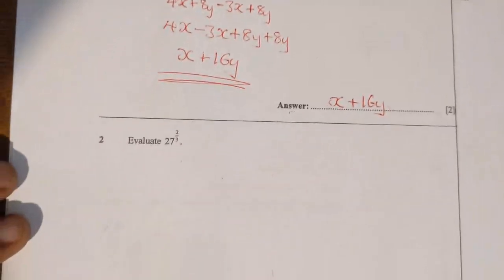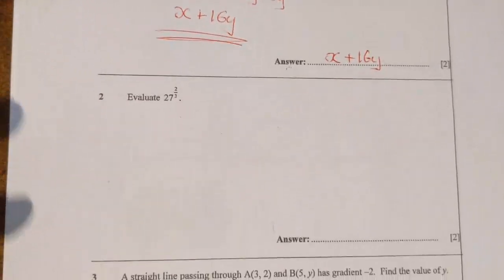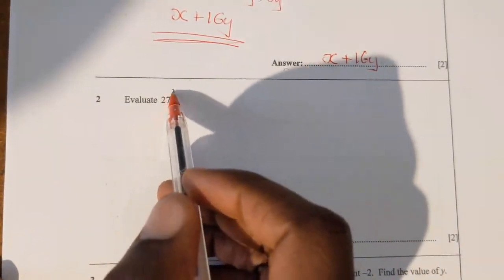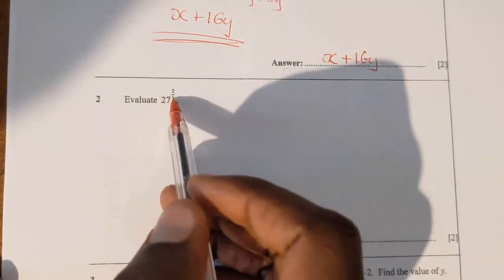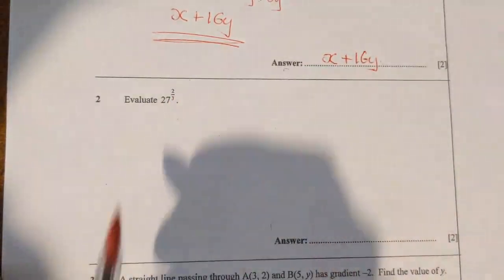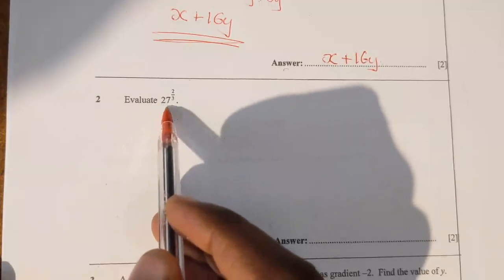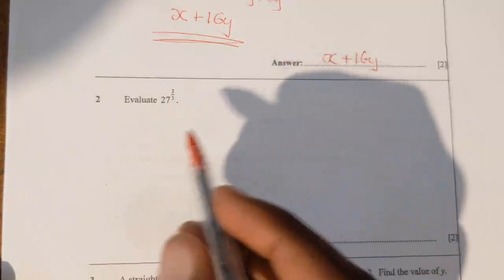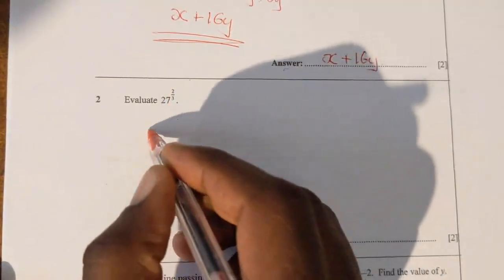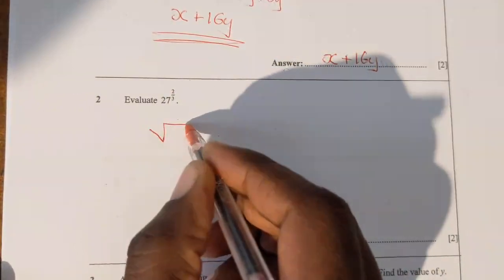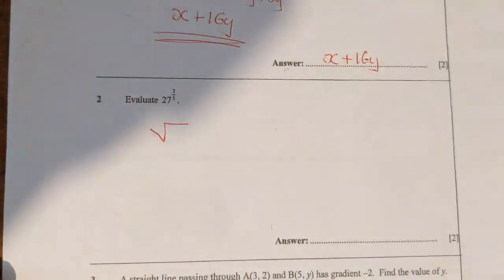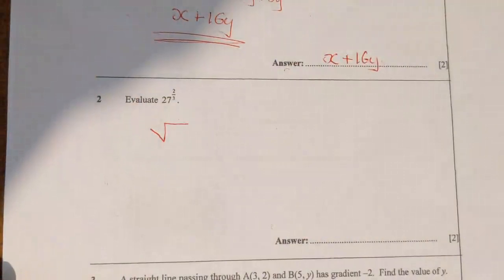All right, which is question 2. So we are done with question 1. I'm sure you've understood. So this is 27 to the power 2 over 3. They are saying that evaluate 27 to the power 2 over 3. So what you do, just put a square root here. Just put it under a square root, and you'll be able to solve it nicely, and it's very simple. So this is what you're supposed to do.